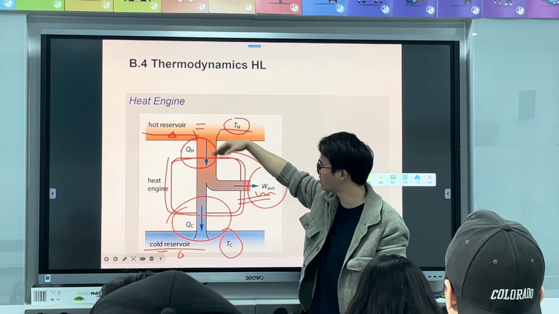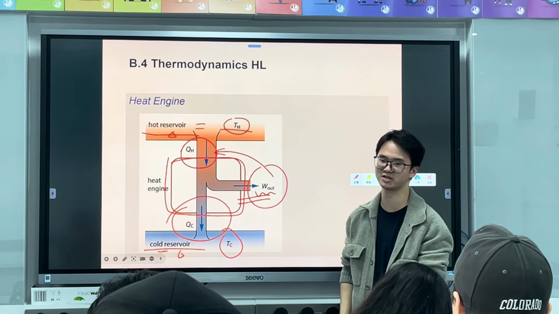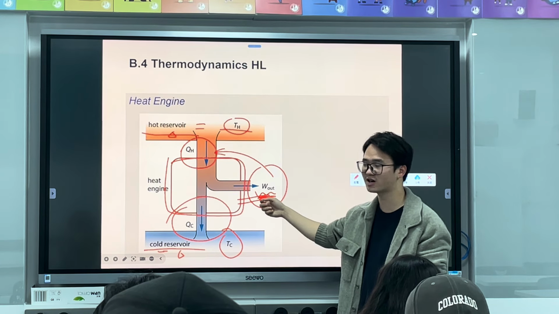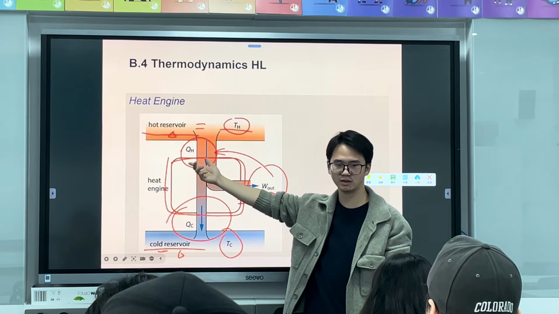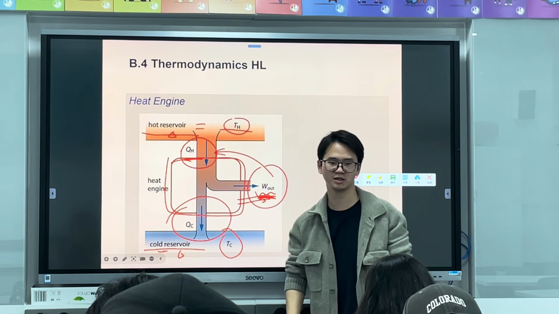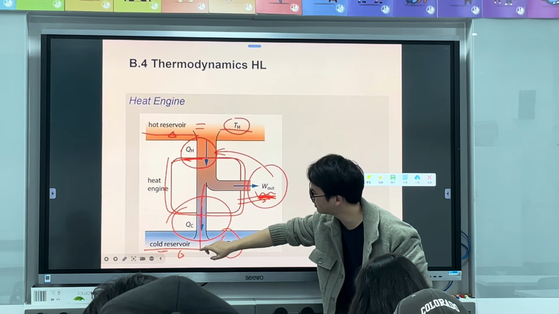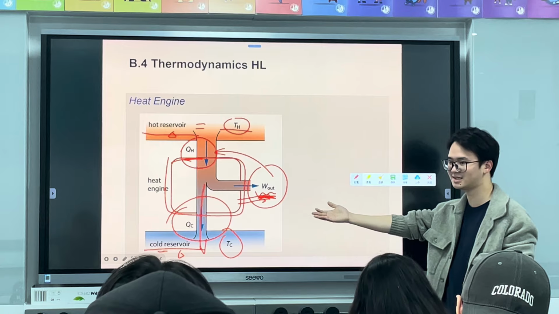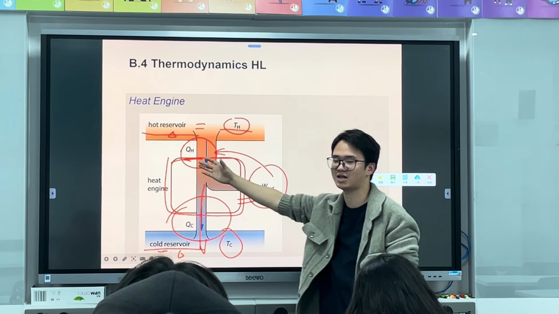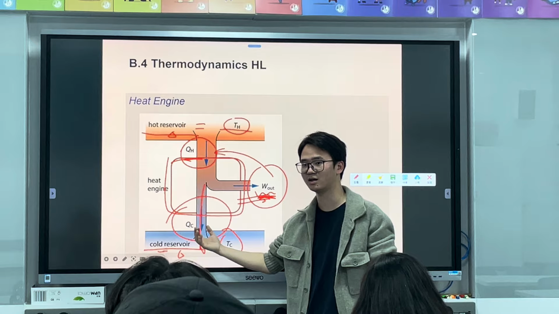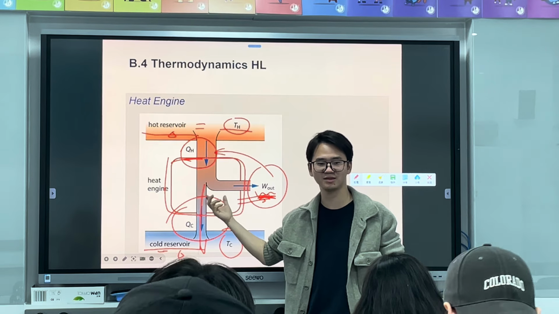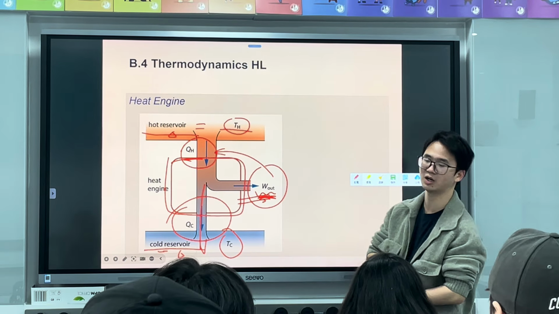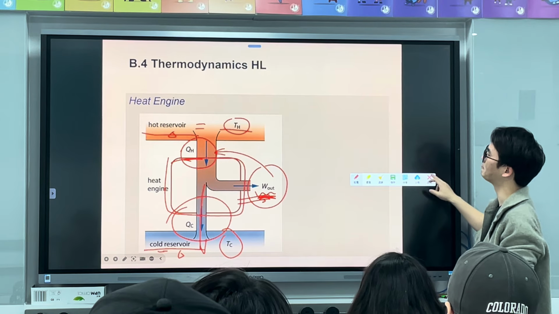Then it is possible for all the heat energy to be received by the cold reservoir. That's also possible. But for the work output, it's never going to be 100% from the QH. There's always going to be energy flowing out to the cold reservoir. And in this case, it's idealized because we are not even considering the heat loss to the surroundings, right? Because we know that nothing is perfectly isolated or insulated. There's always going to be heat loss to the surroundings as well.